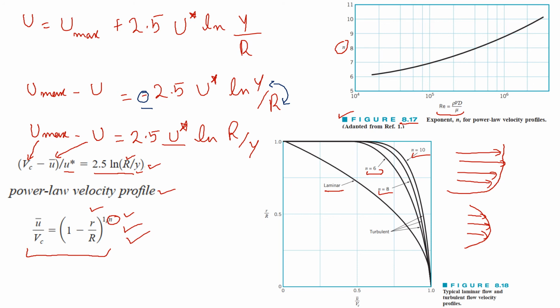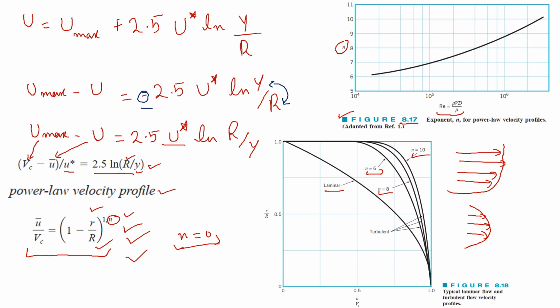So this is our empirical formula, and it is still not sufficient, because if we put the value of y as 0, near the walls, if we'd like to see the turbulent velocity profile near the walls, what will happen?